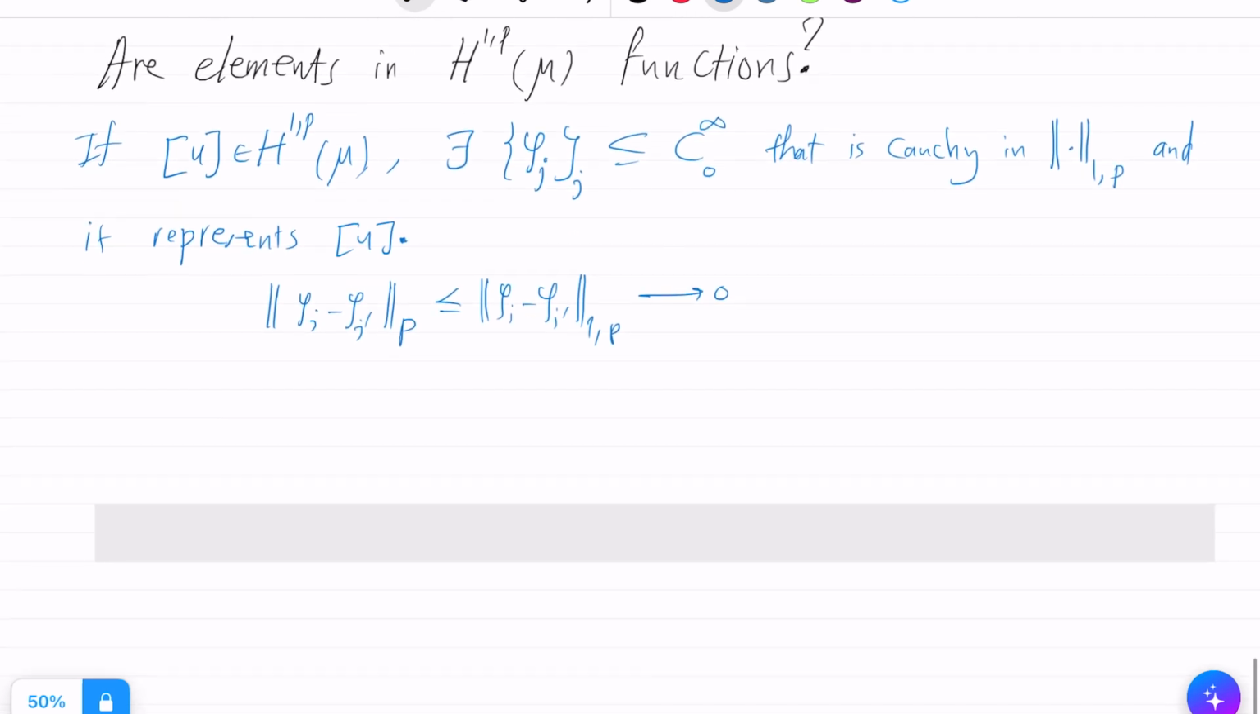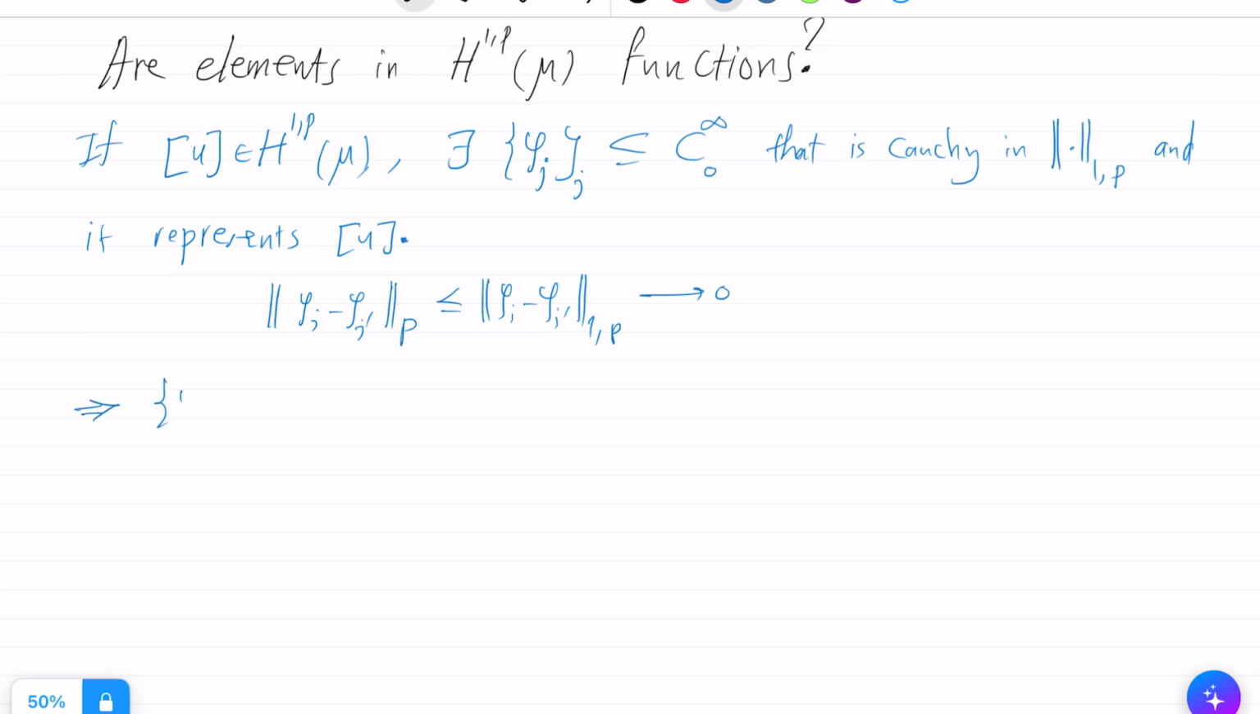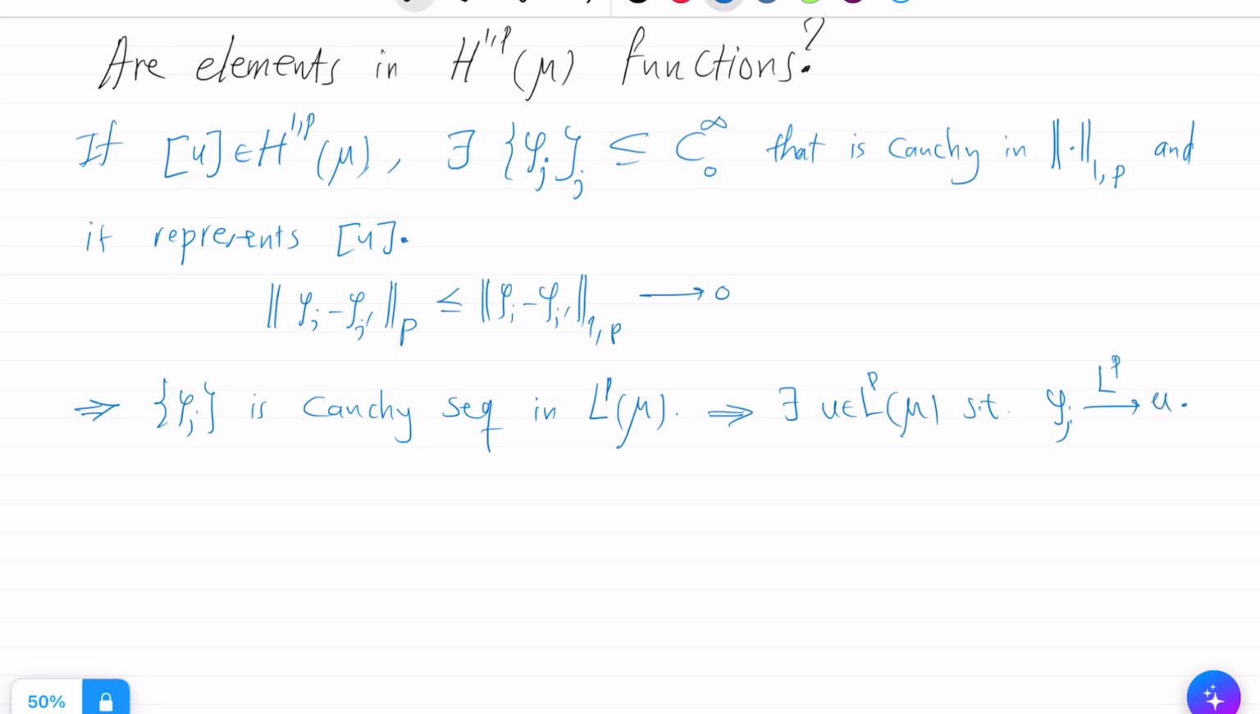But this goes to 0 for large indices because it's a Cauchy sequence in that norm. And that implies that φj is a Cauchy sequence in Lp(μ). But Lp is complete. That means there exists some Lp function U such that φj converges in Lp to this U. We can do the same analysis with gradients and conclude that also there exists a vector valued function V such that the gradient of φj converges in Lp to this V.